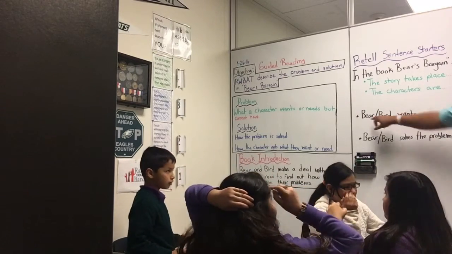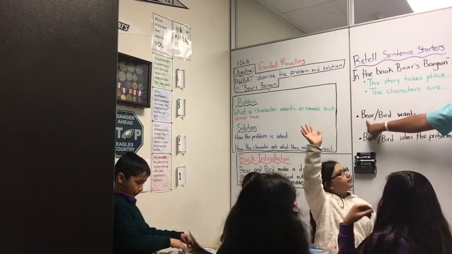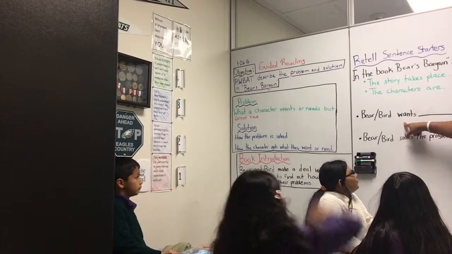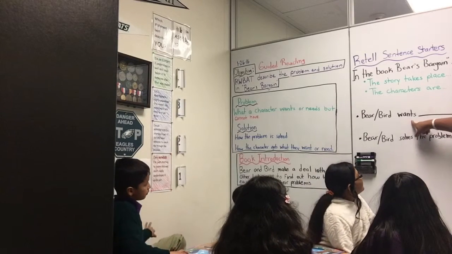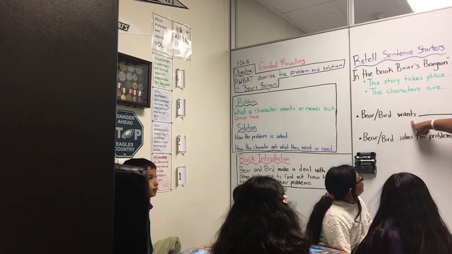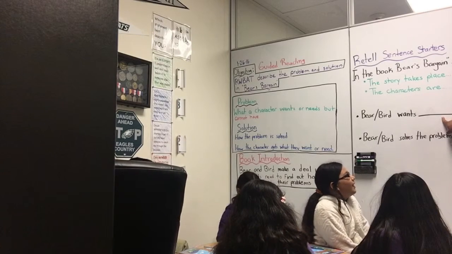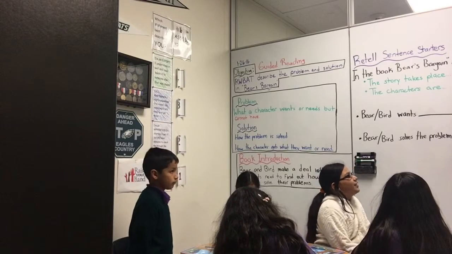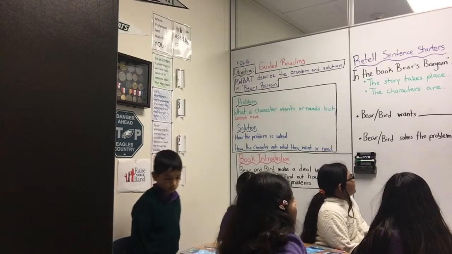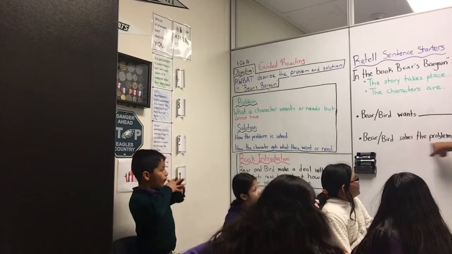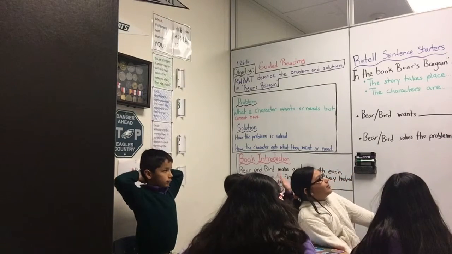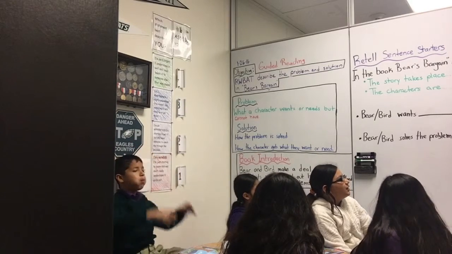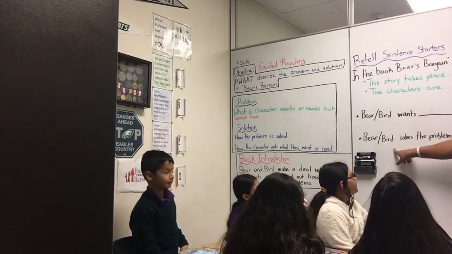Excellent. That's great. Now, what was Bear's problem? What did Bear want? Go ahead, fill it in. Bear's problem was he wanted to fly. Okay, louder, loud and proud. Bear wanted to fly, but he didn't have wings to fly. So Bird solved the problem by telling him to stand on the rock and flap his wings. And when that didn't work, what did Bird do?